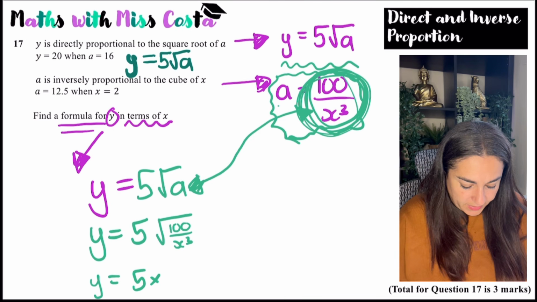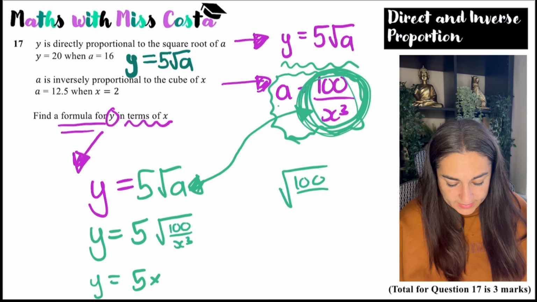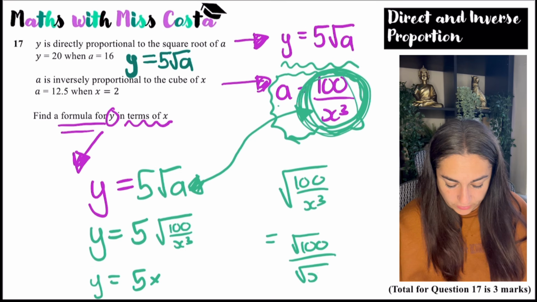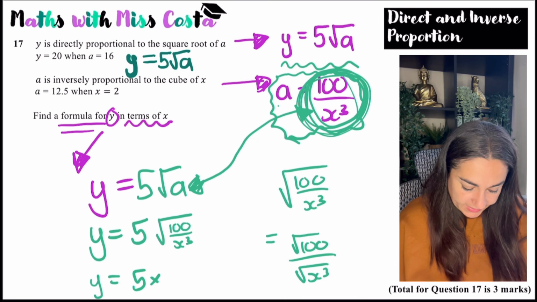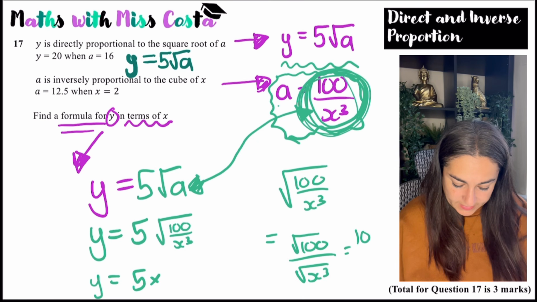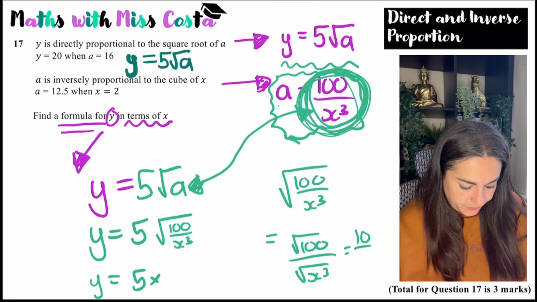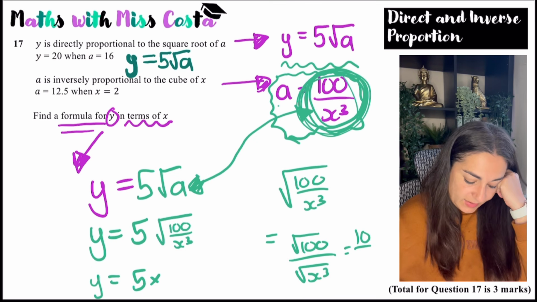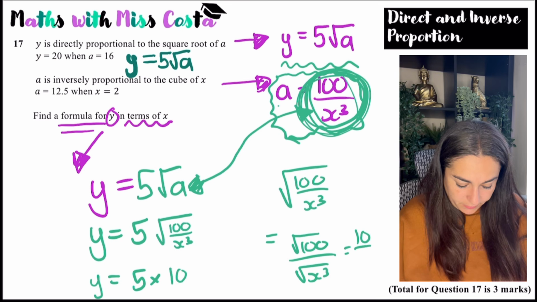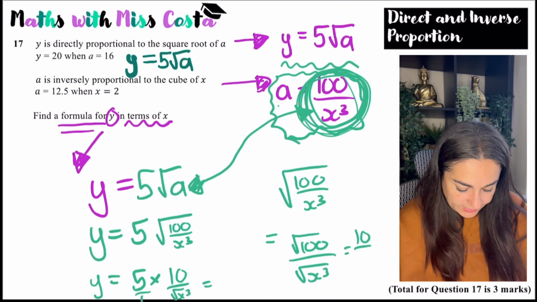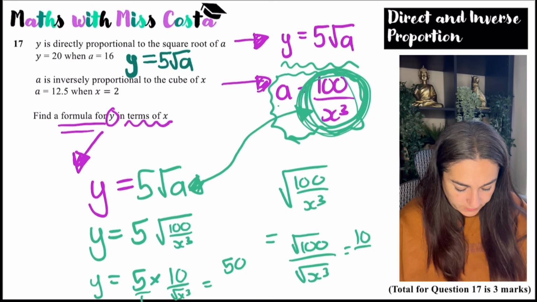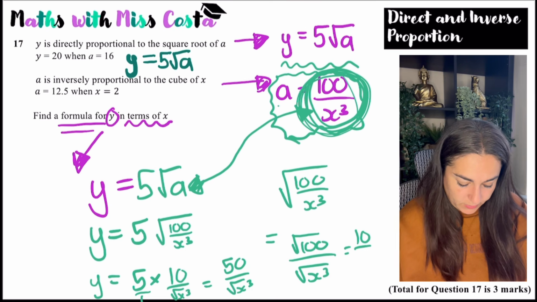So let's break this up a little bit. The whole thing is square rooted. It might make it easier for you if you just took each part individually. So we can break that up because it's the same thing. These are equivalent fractions like this. So the square root of 100 is 10. And this, we can't really simplify it and make it any nicer. So we can just leave it like that. So we'd be left with 5 times 10 over the root of x cubed. And 5 over 1 is what it would be if we wrote it as a fraction. So that would become 50 over the root of x cubed.